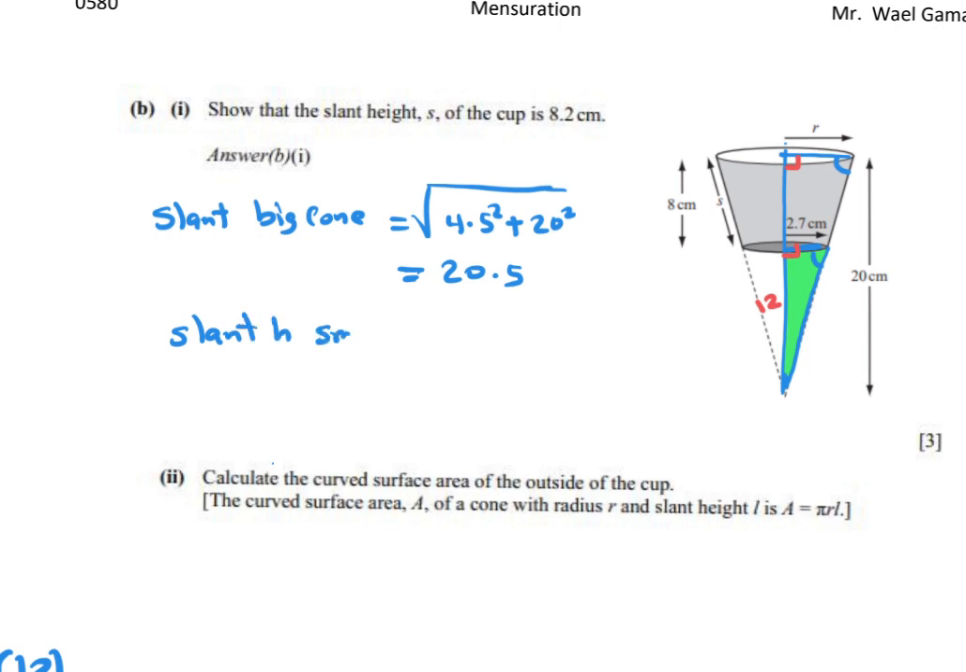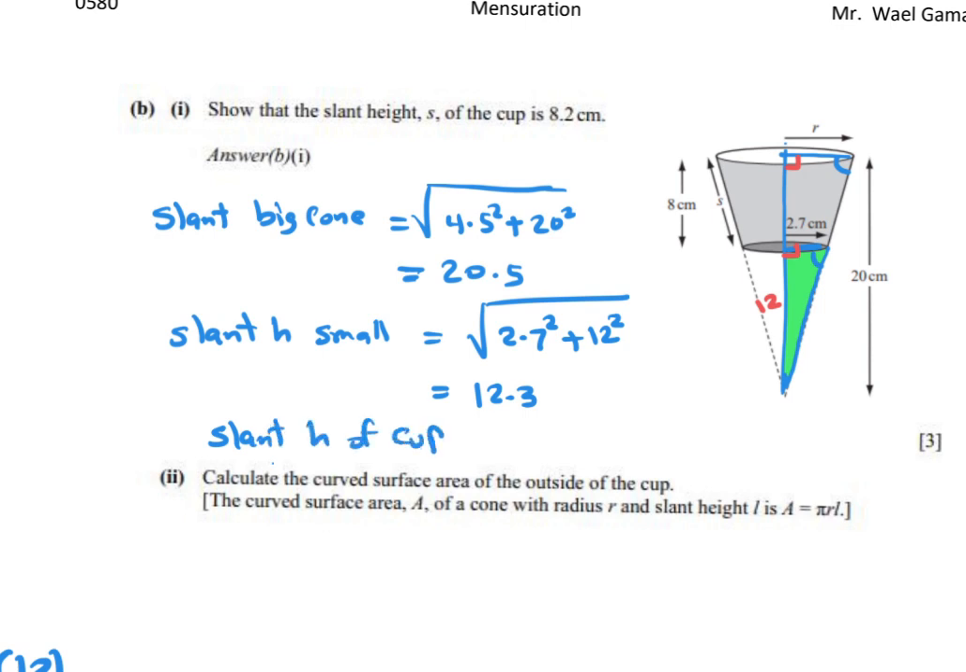And also by the same way you can find the slant height for the small cone, equals square root of 2.7 square plus 12 square. So 2.7 square plus 12 square from Pythagoras theorem equals 12.3. Now to find the slant height of the cup, subtract 20.5 minus 12.3, so 8.2 centimeter.